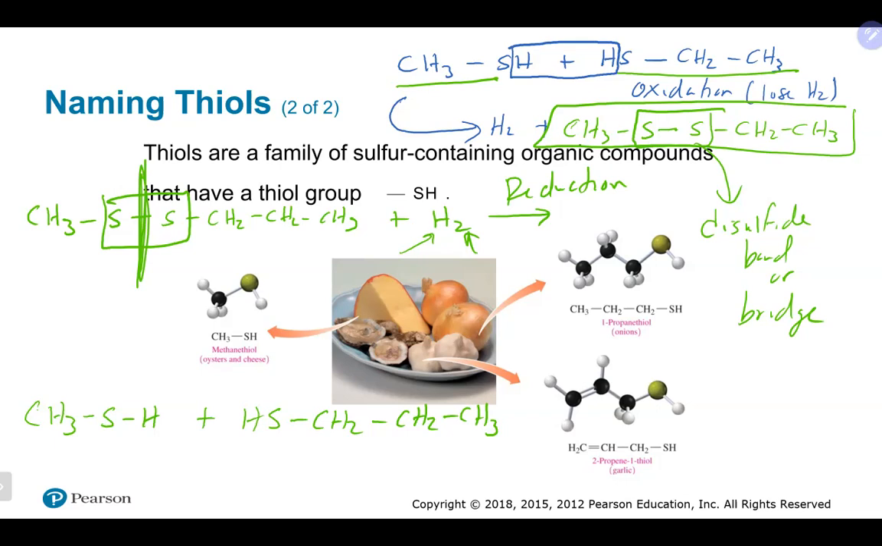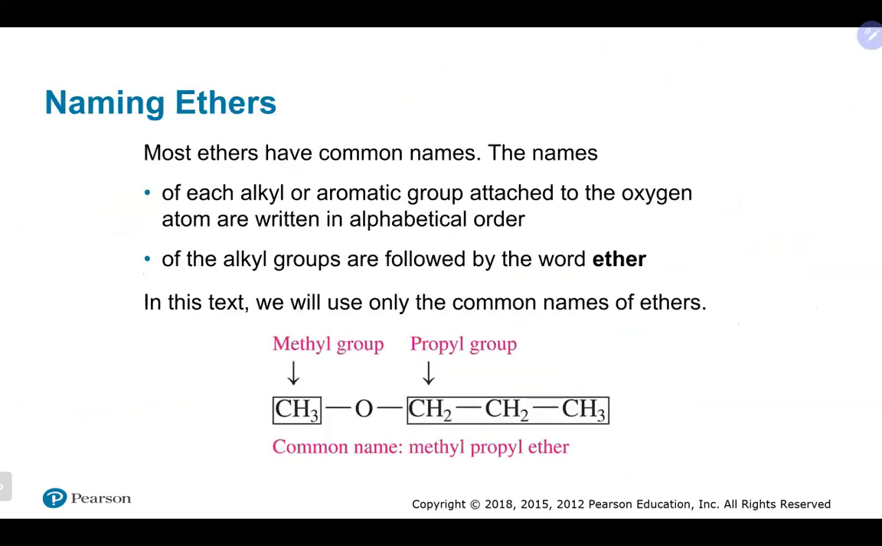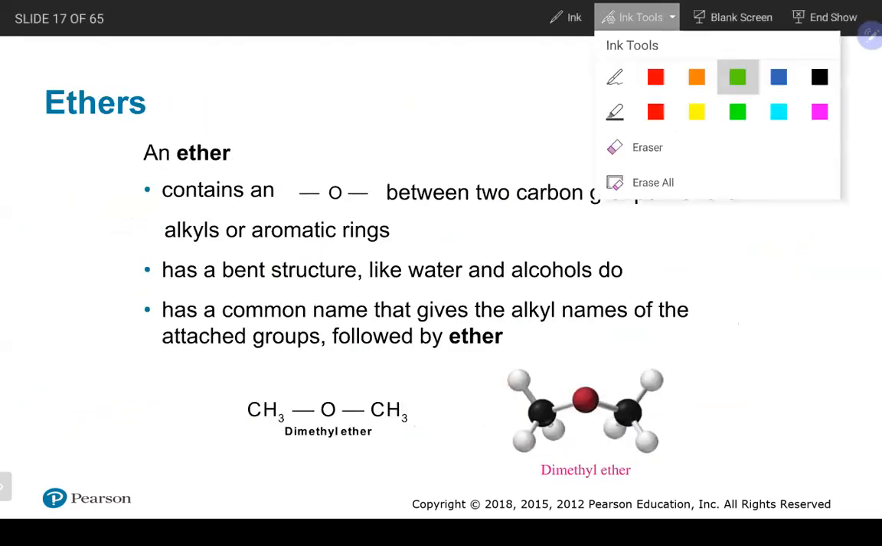Okay, so for thiols, you need to know the functional group and you need to know those two reactions, basically putting two thiols together, which is the oxidation reaction, and breaking apart two thiols that have already been put together, which would be the reduction reaction, basically the opposites of each other. Any questions on that there? All right, then let's talk a little bit about ethers.